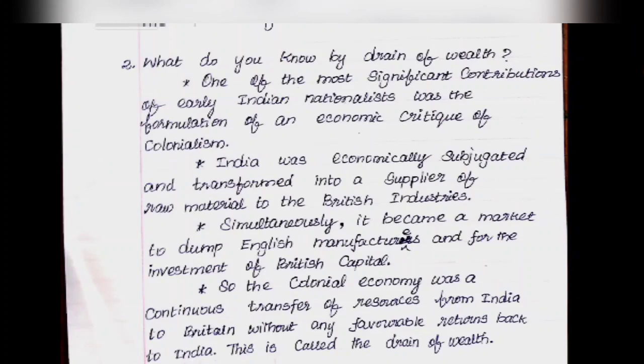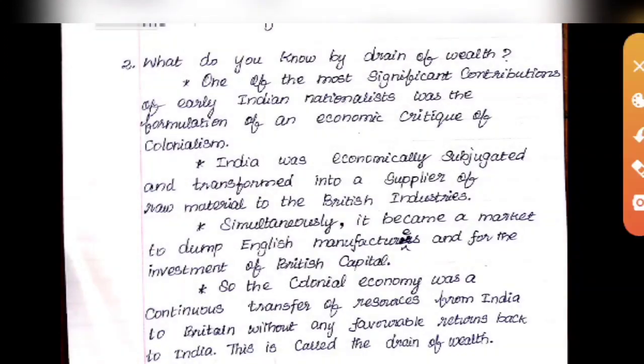Because we are under the control of Britain, moreover, we transferred our raw materials to the mother country, in the sense of Britain. Simultaneously it became a marketplace. We became a marketplace. They were selling their products for their welfare. We did not get anything. So the colonial economy was a continuous transfer of resources. We are transferring our resources and we did not get anything. So that is the theory of drain of wealth. Okay, children.